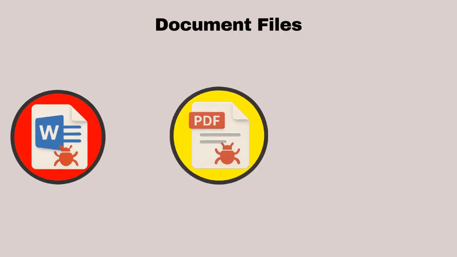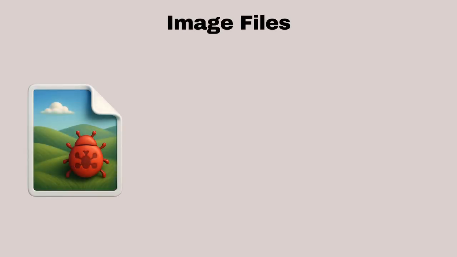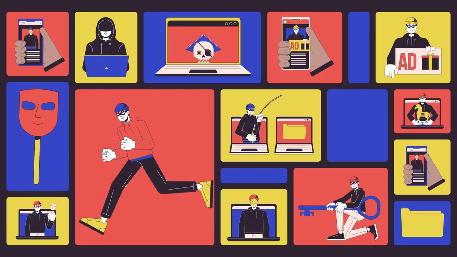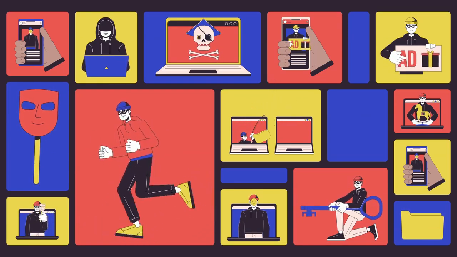Then you have your document files. These are files like Word documents or PDFs, where the attacker hides malicious scripts. These take advantage of vulnerabilities in software used to open them. Then you have your image files. Even images can be dangerous. Exploit code can be hidden inside an image file and executed by a browser or document viewer that isn't fully patched. These lure-based vectors target USB ports, browsers, document software, and unpatched systems.